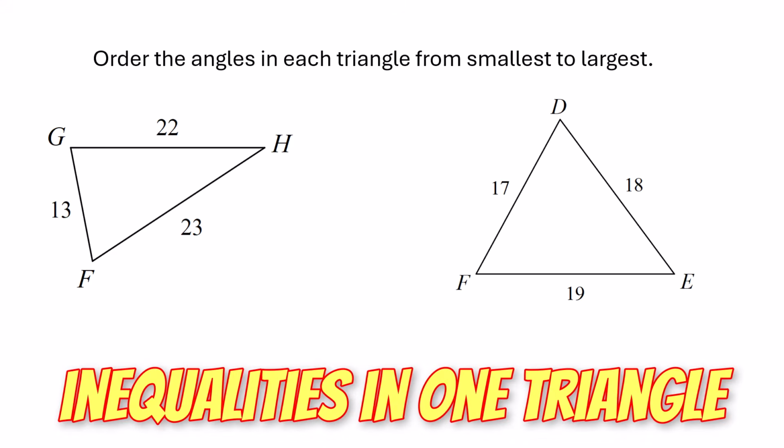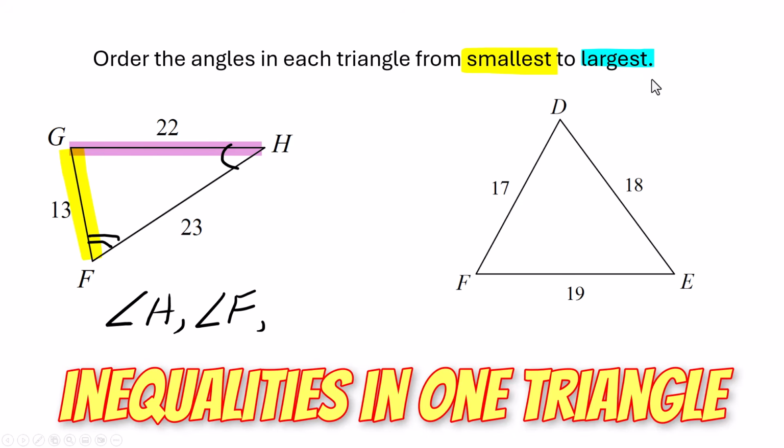Order the angles in each triangle from smallest to largest. And of course, the point is they're not going to tell you what the angles are. They just want you to know how the angles and the sides relate to each other. So if we're going to go from smallest to largest, that means the smallest angle is going to be across from the shortest side. So in this first one, 13 is the shortest side, so this angle H must be the smallest angle. Then you do the middle size one, which would be that side is 22. The angle across from that is angle F, so that's this one.